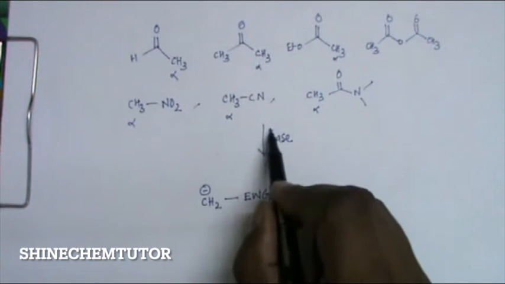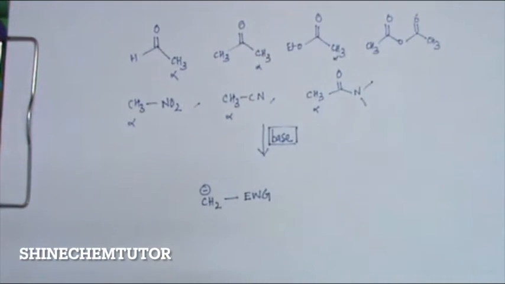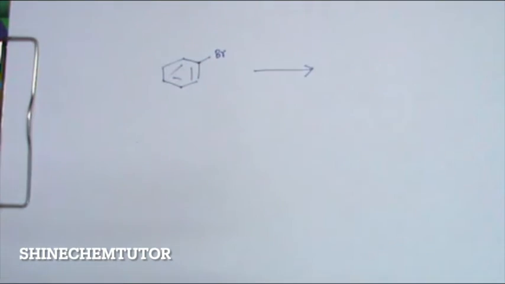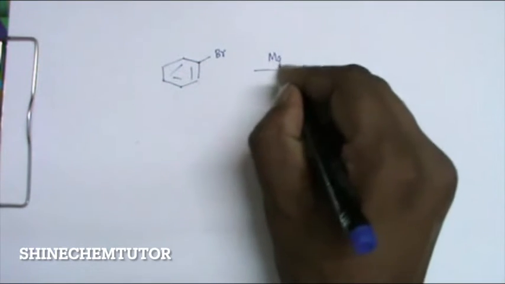As soon as you see a base on the arrow, you have to think of acidic proton. The base, it has to abstract the acidic proton. So you have to look for the acidic proton. Generally, the alpha hydrogen of these functional groups will be acidic. This is one method of generating carbanion. We have a few more methods to generate carbanion.